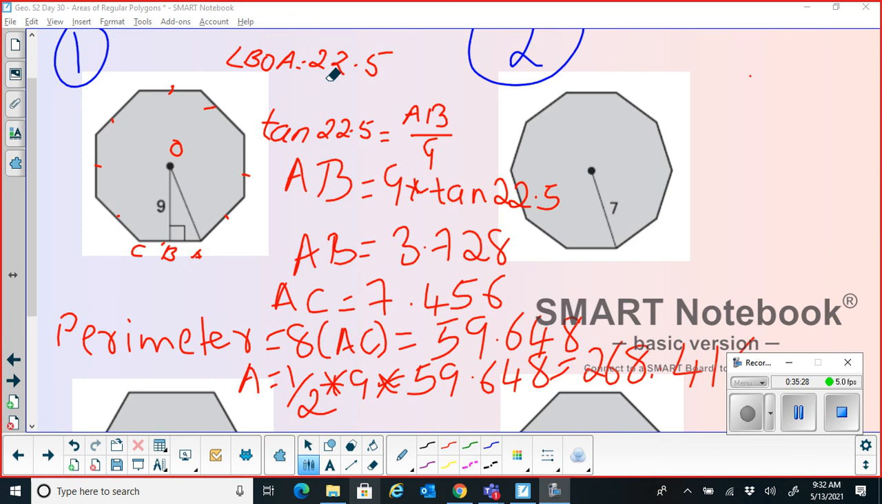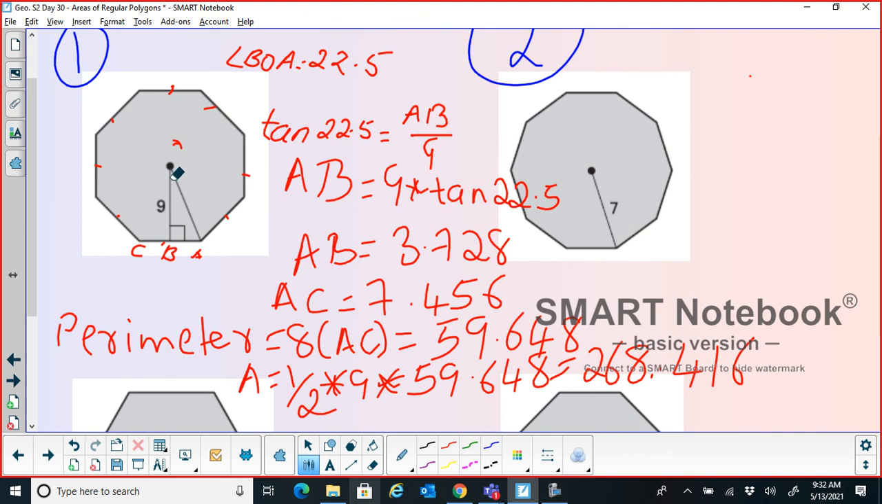I got angle BOA as 22.5 because the central angle for octagon, this is an 8-sided polygon, 360 divided by 8 will give us 45, and BOA is half of that, 45, which is 22.5. Then I can use tan 22.5, which is nothing but AB over 9, that's opposite over 9, and I can find the value of AB, which is 9 times tan 22.5, which gives us 3.728.